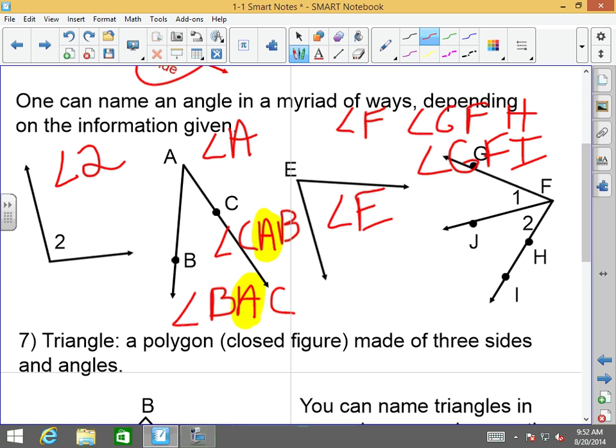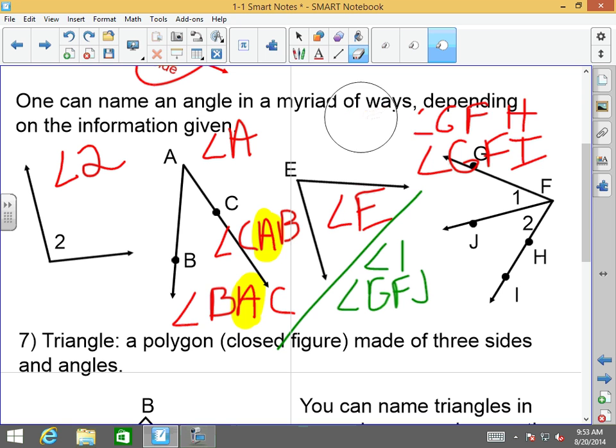Now, what if I wanted to only label the angle that is represented by that number 1? I'm going to switch colors. I can go ahead and say it's angle 1. Yes, you can. What's a fancier name for it? Angle GFJ. Thank you. Or, of course, angle JFG. That makes sense, gentlemen. Okay.